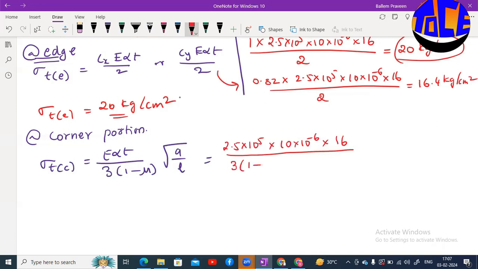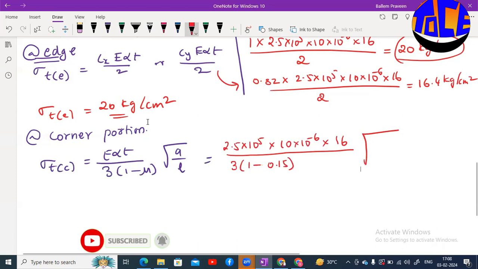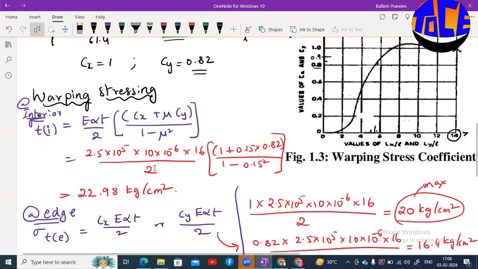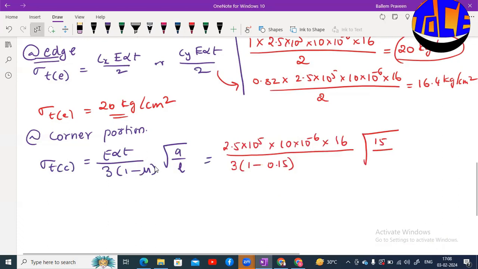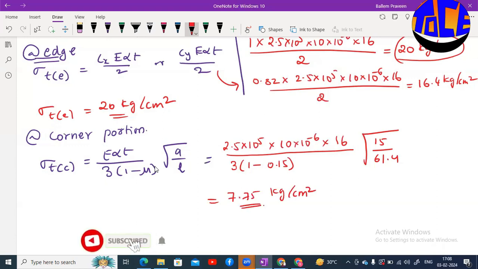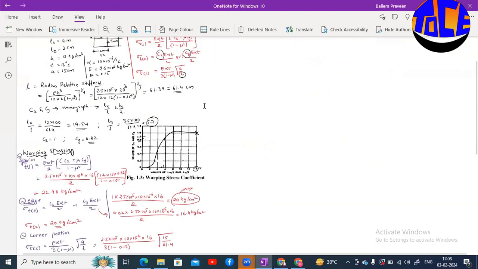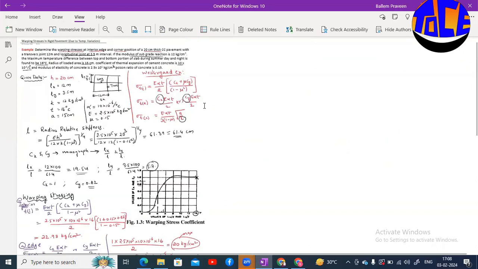3 into 1 minus the nu value 0.15, into the root of A by L. What is the A value? A is the radius of the contact area or the loaded area, that is 15 centimeters. So A is 15 centimeters and L is 61.4, right? So just simply put this in the calculator. You will get a value around 7.75 kg per centimeter square. Okay, so this is the stress at the corner, right? So this is how we are going to calculate the stress at the interior portion, edge and corner due to temperature variation. Thank you all.